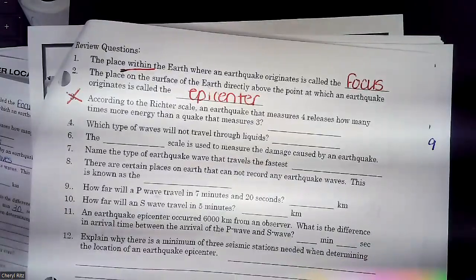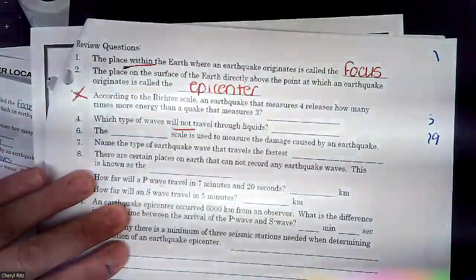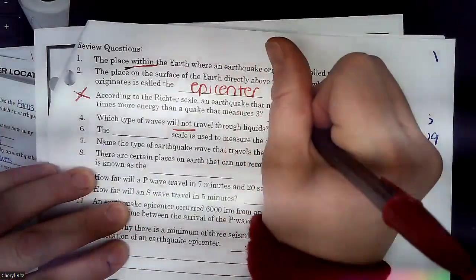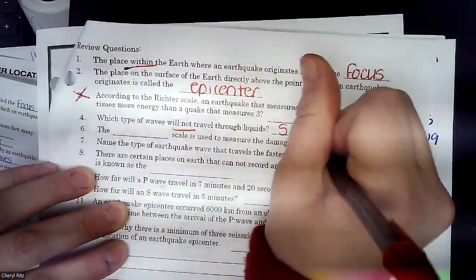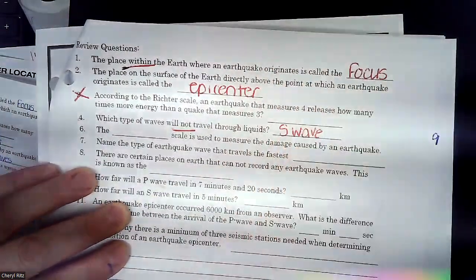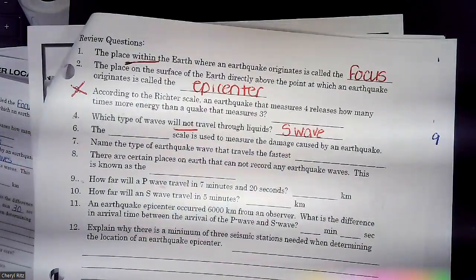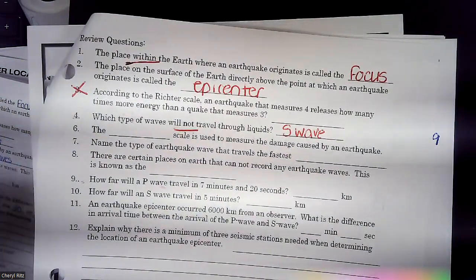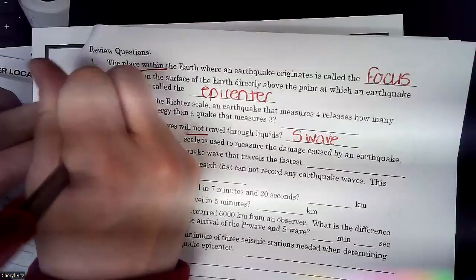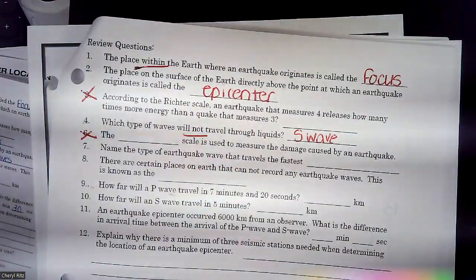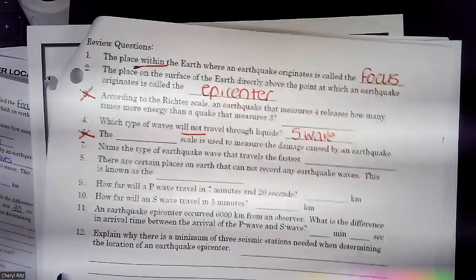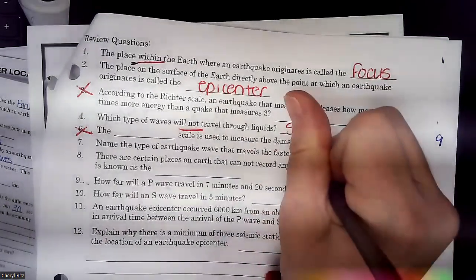Question 4, which type of waves will not travel through liquids? S waves. Again, you need to know that for tomorrow's test. So I did not have a question 5. You did not need to do question 6. Question 7, name the type of earthquake waves that travel the fastest. P waves.